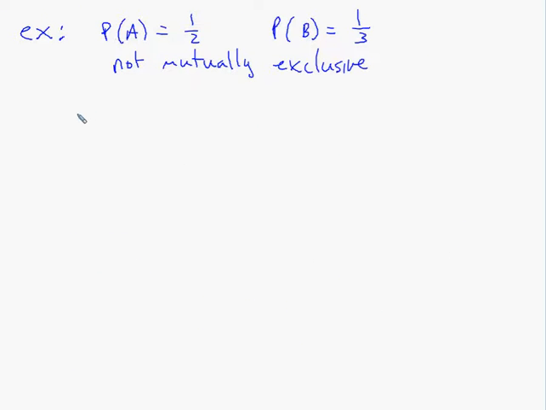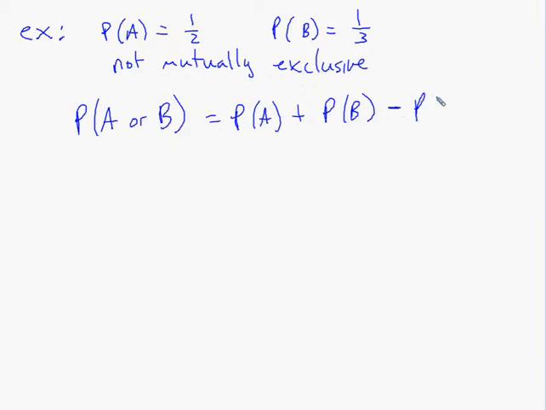So, I go to my formula, the probability of A or B, if they are not mutually exclusive, is the probability of A plus the probability of B minus the probability of both happening. Well, the probability of both happening is when I multiply these two. So that's going to be 1/6. 1 times 1 is 1, 2 times 3 is 6. The probability of A is 1/2, and the probability of B is 1/3. Now I go ahead and do this.